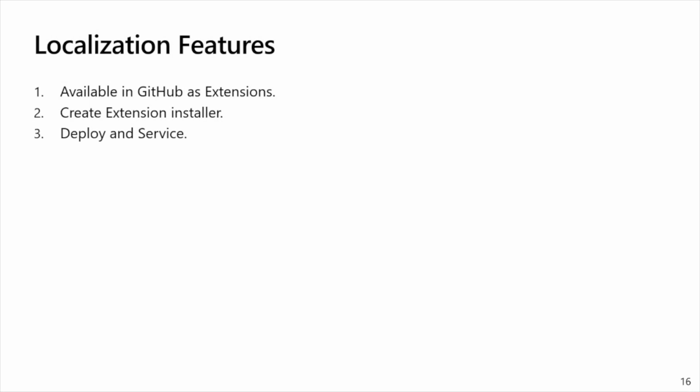Just before going to the Q&A, one important topic is the localization features. In the previous SDK, the localization features were shipped as samples, like in the retail SDK, and you would build them and generate the installer. Even in the new SDK, it's going to be the same pattern. The only difference is the samples will be available in GitHub as extension samples. You can download the samples or clone the repo, generate the installer, and then deploy and service it. Whenever there is a next update or changes you want to make, you will get the updated version of the sample from GitHub, and then you can continue to use it.